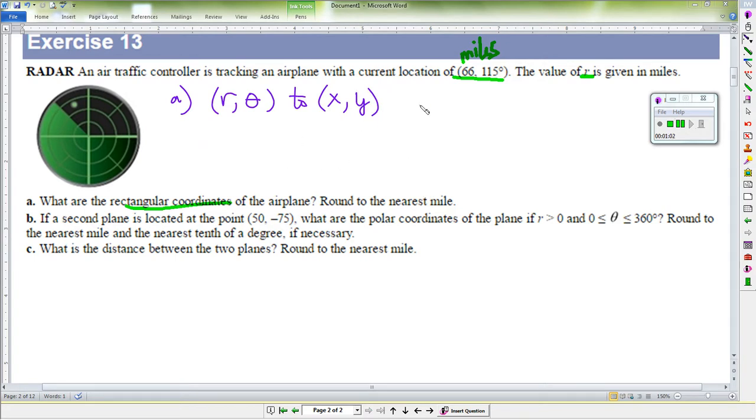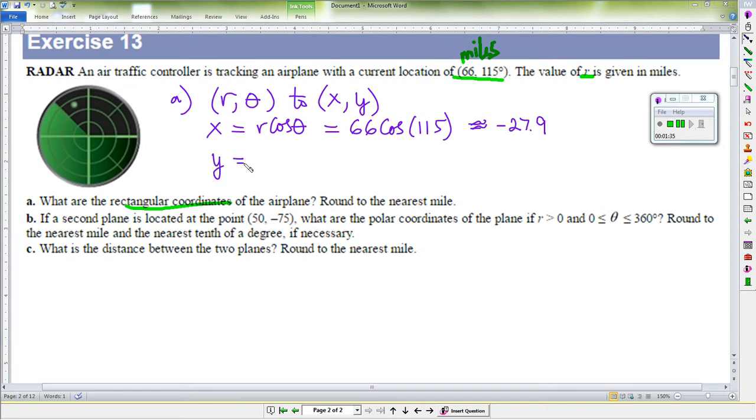So we're going to go ahead and use the formulas. x equals r times cosine theta. In this case we will substitute the radius of 66, cosine of the angle theta, which is 115 degrees. Put in our calculator, an estimate would be negative 27.9 miles.